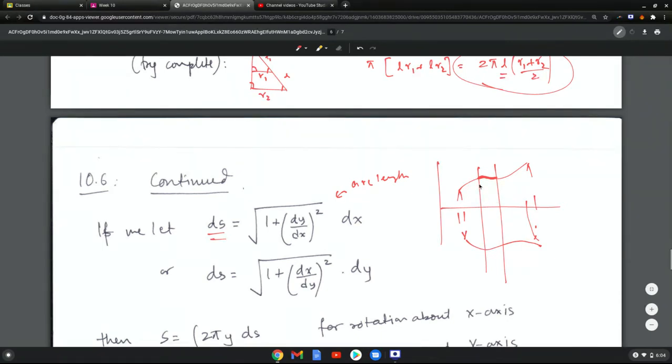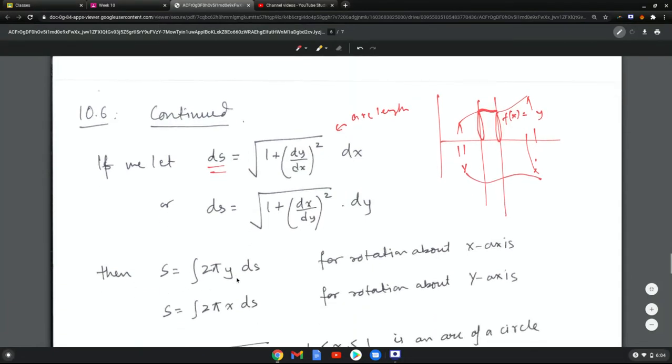What about these radiuses? That's the radius, right? The radius is just the value of f of x, which means it is y. So that's why your formula becomes 2 pi y ds, where ds is secretly hiding this calculation for the arc length.